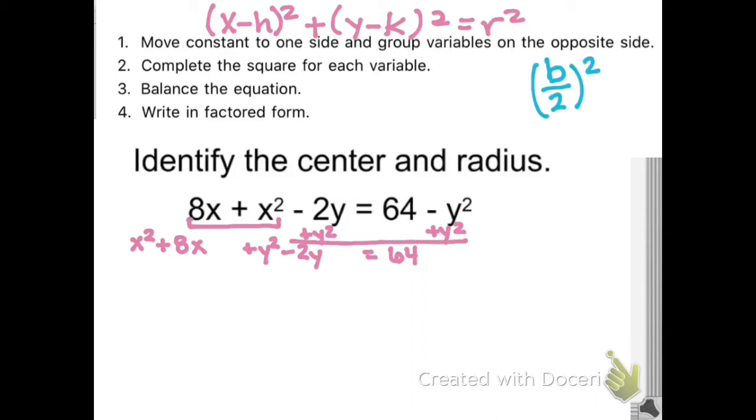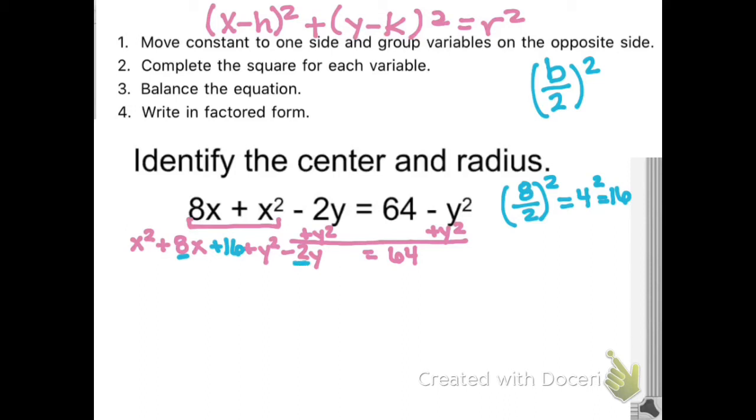Step 2, we want to complete the square. So just remember that we would take the b value, we would divide by 2 and then square it. So I'm going to do my work off to the side. So I'm going to take the 8, divide by 2, and square it. 8 divided by 2 is 4. 4 squared will give me 16. So I'm going to add 16 here.